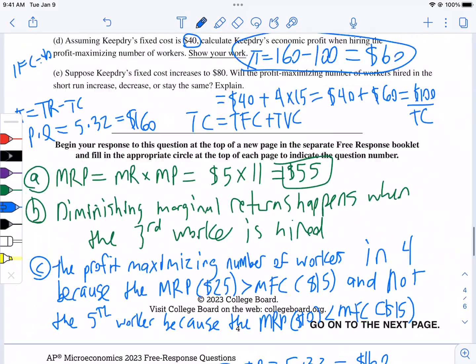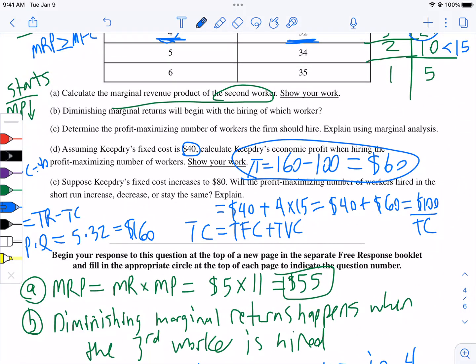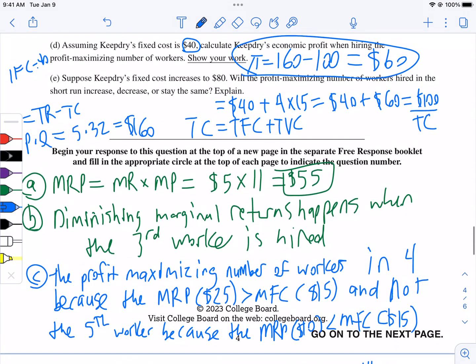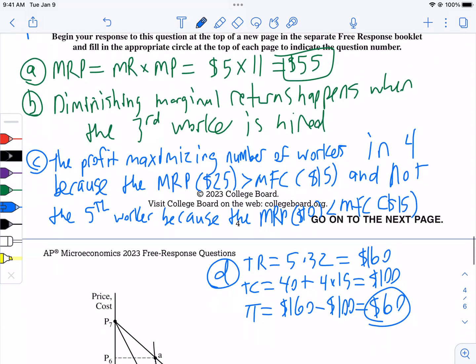Okay. For part E, suppose Keep Dry's fixed cost increases to 80. Will the profit maximizing number of workers hired in the short run increase, decrease, or stay the same? Explain. So when we change the fixed cost, does this change the marginal cost? No. Anytime you change the fixed cost, this does not change the marginal cost. Does this change the profit maximizing? No. Okay, so the profit maximizing number of workers will stay the same.